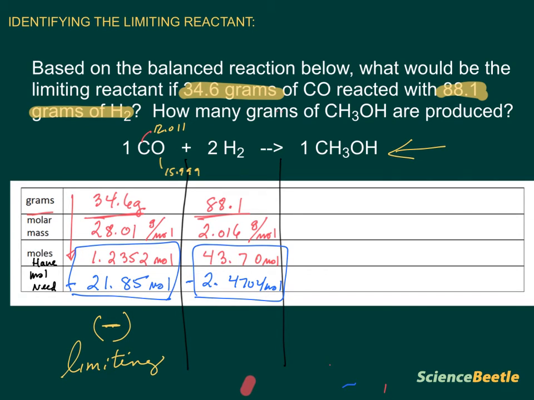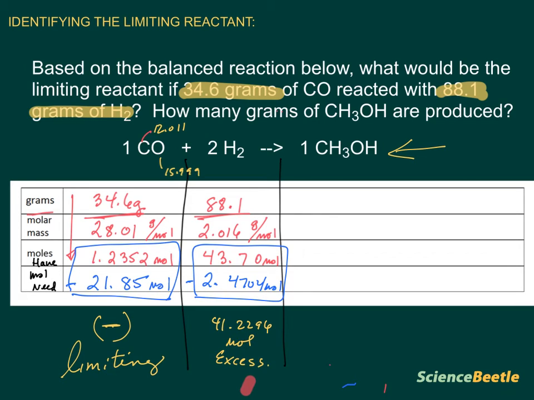We're going to get excess over here. If you want to go ahead and calculate the excess, you definitely can. You take the 43.7 and you subtract 2.4704, and that gives you here 41.2296 moles excess. All right?